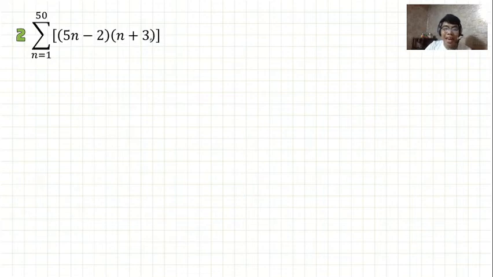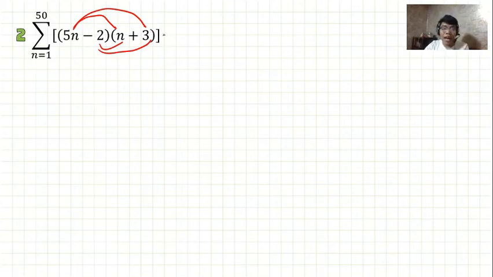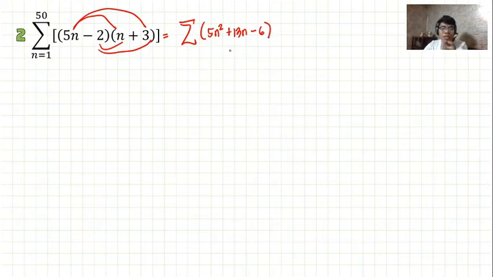But take note, I can distribute this one or expand this expression using the FOIL method, right? So from that, I will now have the summation of, the expansion will be 5n squared plus 13n minus 6. So I expanded it already, right? So the expansion is this one. Okay, just check using the FOIL method. This will be the expansion, where n is from 1 to 50.